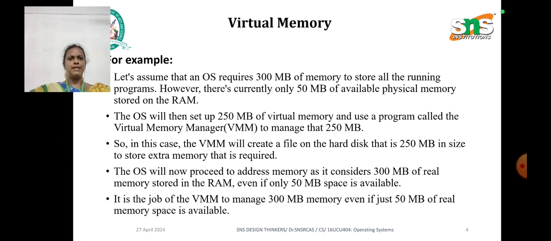So in this case, the VMM, that is virtual memory management, will create a file on the hard disk that is 250 MB in size to store extra memory that is required. The operating system will now proceed to address memory as it considers 300 MB of real memory stored in RAM, even if only 50 MB space is available. It is the job of the virtual memory management to manage 300 MB memory even if just 50 MB of real memory space is available.